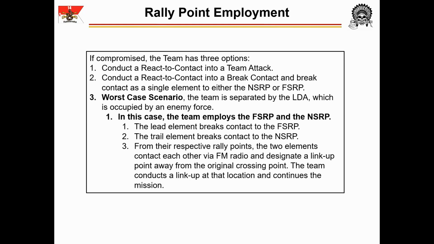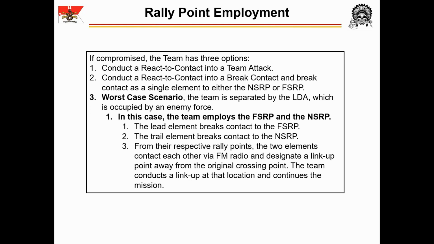Rally points are employed when the team is compromised. If the team takes contact while conducting the LDA crossing, the team has 3 options. First, if feasible, the team leader can direct or react to contact into a team attack to kill the threat. If an attack is not feasible or outside of disengagement criteria, the team leader can direct or react to contact into a break contact. The team as a unit can all break contact to the near side rally point or the far side rally point.